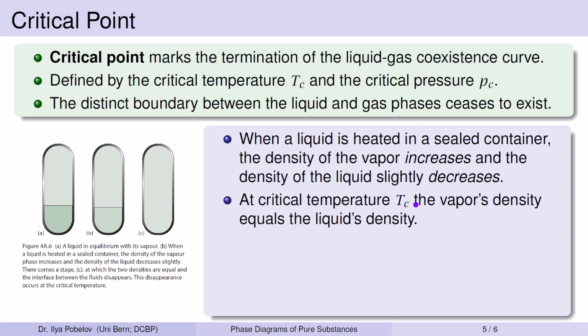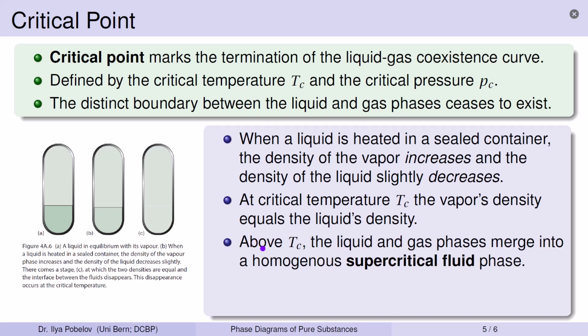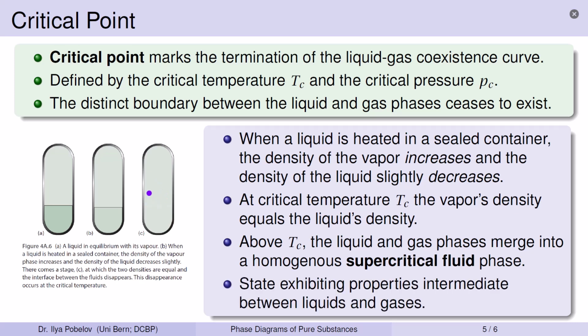critical pressure Pc. Above the critical temperature, the distinct phases of liquid and gas merge into a single homogeneous phase termed the supercritical fluid. The supercritical fluid is a state exhibiting properties intermediate between liquids and gases. This phase has unique characteristics, making it of particular interest in various scientific and industrial applications.